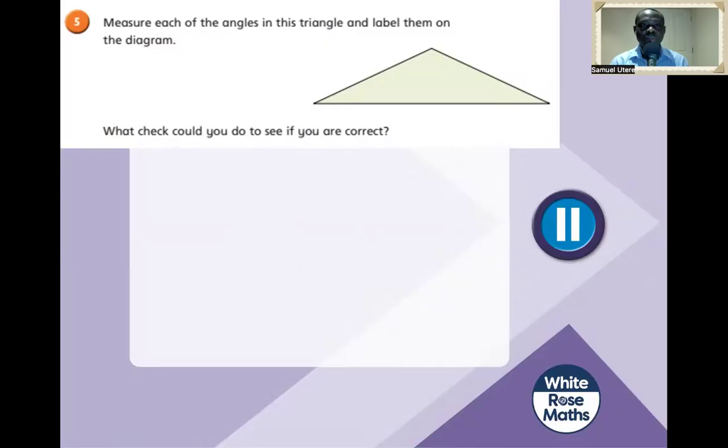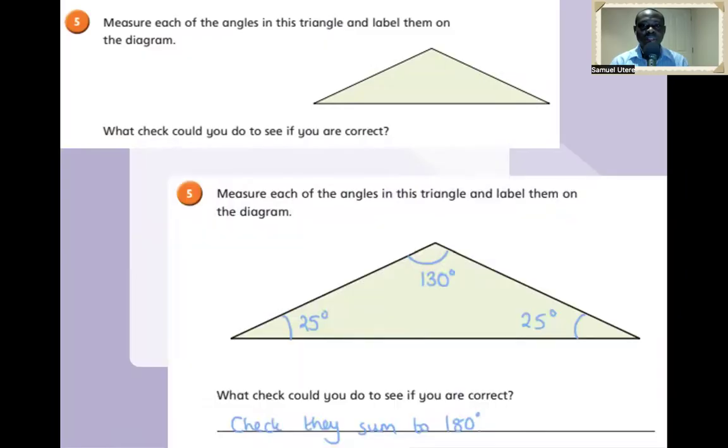Assuming you've paused the video and you've answered question 5, here are the answers. Here you're asked to measure each of the angles in this triangle and label them on the diagram. If you had the opportunity of screenshotting this and printing it out, or if you've bought the worksheet from White Rose Education, then you can practice this really well. These are the angles that have been measured, and then you can check that they all add up to 180 degrees.